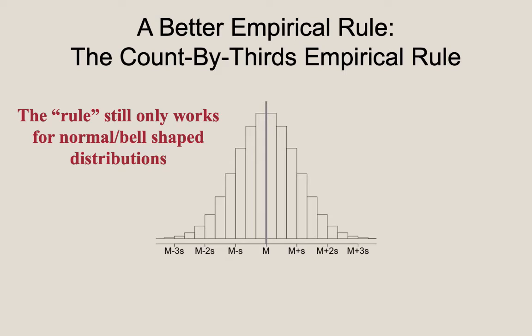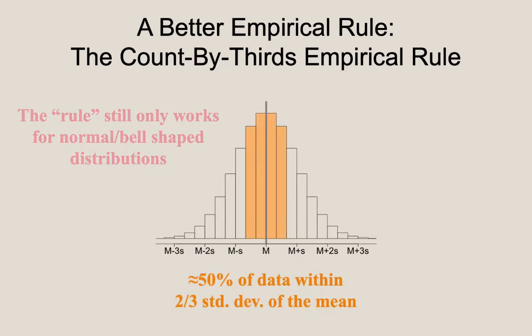Instead of counting by whole standard deviations above and below the mean, this rule counts by a third of a standard deviation. We'll start at 2/3 of a standard deviation above and 2/3 of a standard deviation below the mean. Within this interval, we capture approximately 50% of the data. If I were to go another third of a standard deviation above that, 3/3 of a standard deviation, which is indeed a whole standard deviation, 3/3 of a standard deviation above the mean to 3/3 of a standard deviation below the mean should capture approximately 70% of the data.